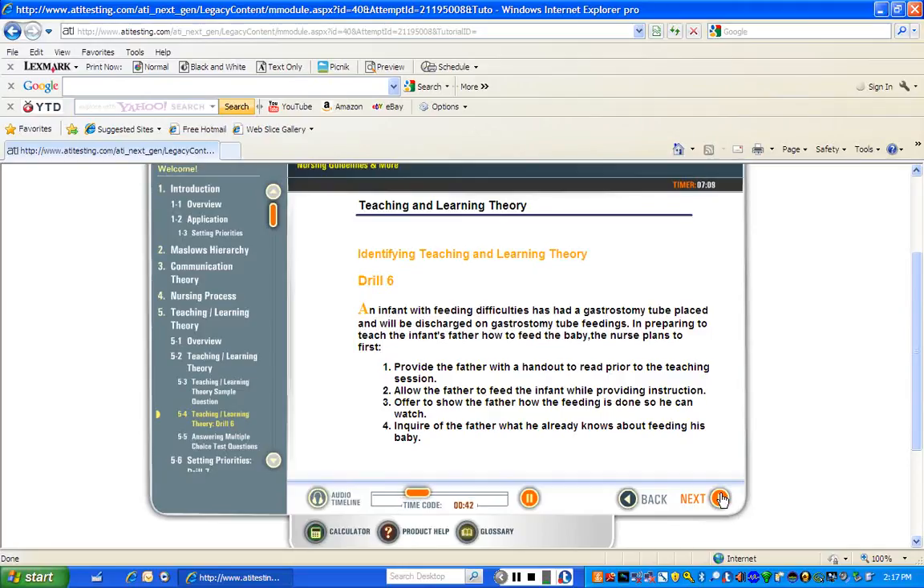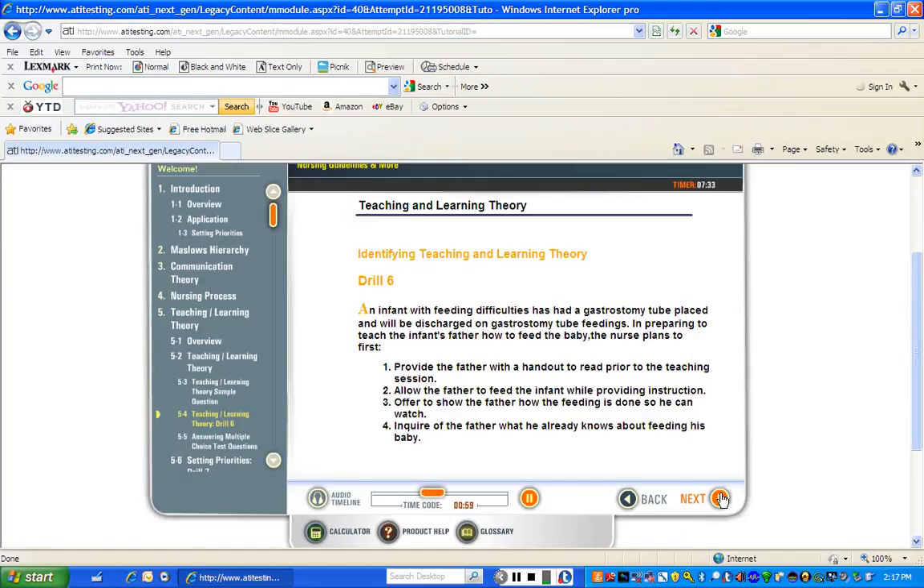Option 1. Provide the father with a handout to read prior to the teaching session. This option will be assigned a minus sign. Although we know that providing handouts helps to reinforce the teaching plan, simply providing one to the father without first assessing his readiness to learn is unlikely to contribute much to the teaching plan.